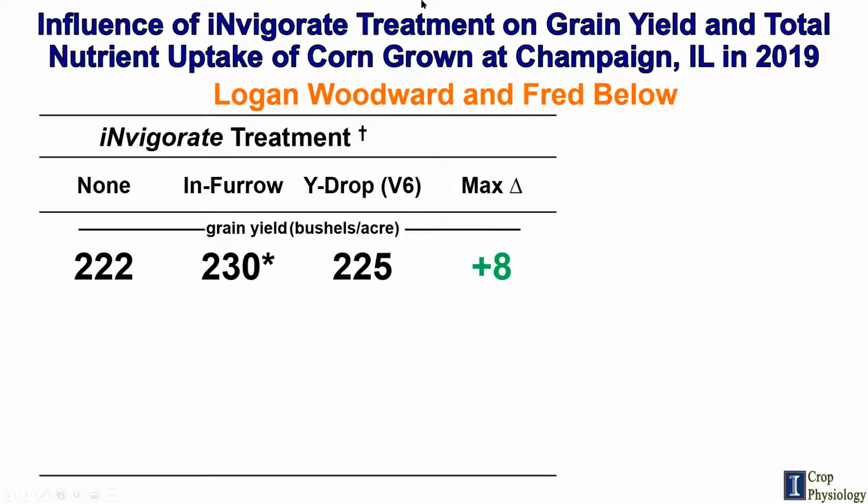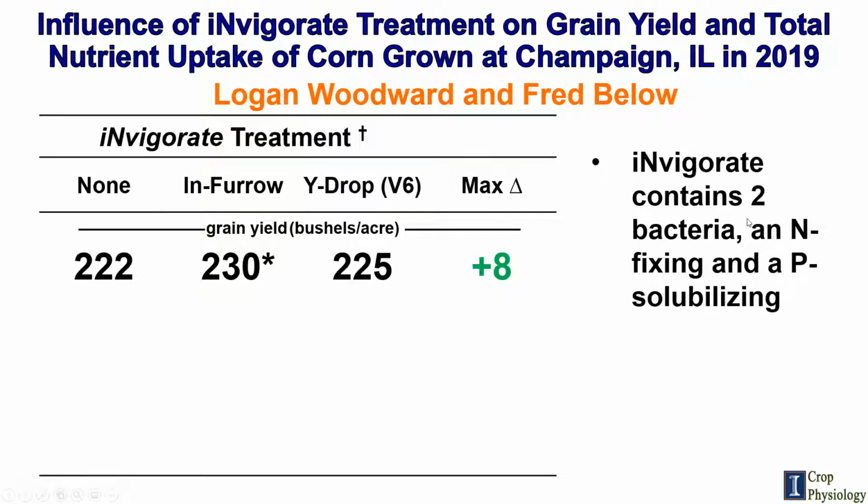So we did a study, this is from 2019, where we looked at a different type of, it's called Invigorate, phosphorus solubilizing bacteria. We put it either in furrow or what about a wide drop, right? Maybe we want to try an alternative placement. So we got an 8 bushel response with the in furrow, which is pretty good, especially there we hit that 230 bushel yield, and we got a moderate response with the wide drop. They need to be along the roots, and the wide drop simply won't get the bacteria to the root system like an in furrow will.